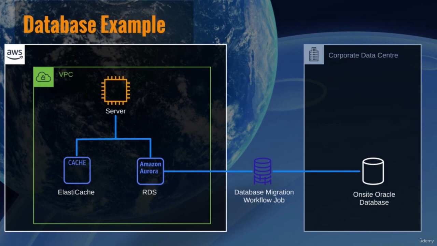So then the web server will go to the RDS database instance. It will get that data if it's there. And after it has got that data, it will then write that data into the ElastiCache node.